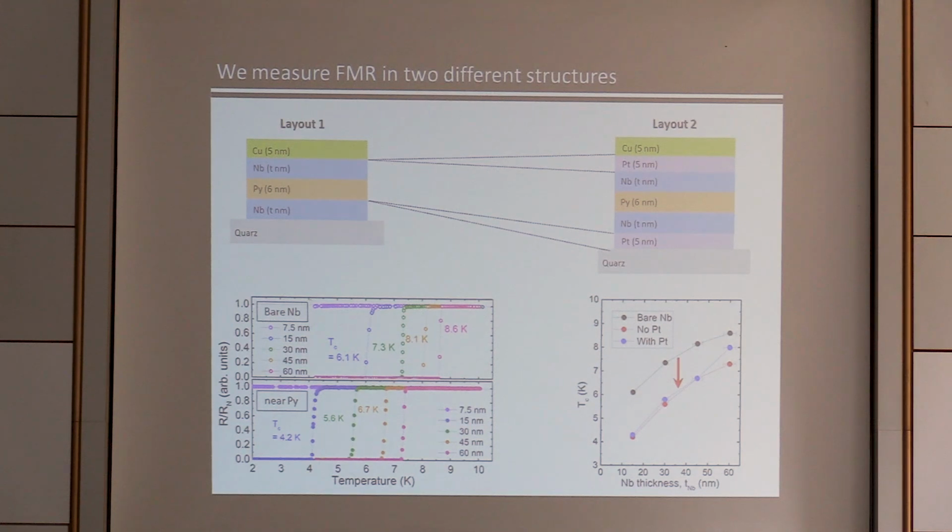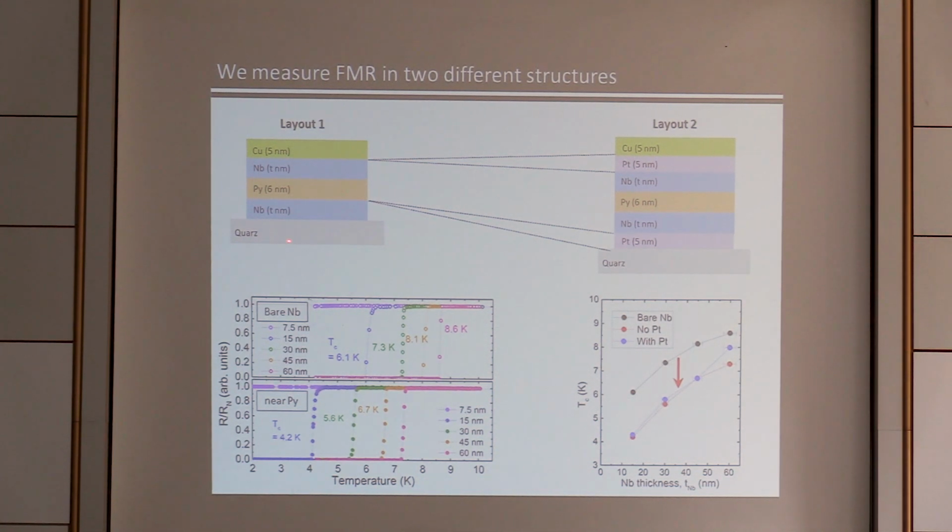But this is obviously no longer true if the charge that transfers the spin is made by Cooper pairs in a superconductor, because we know that dissipation is associated to this charge transfer. Now, for this experiment, we considered two different layout structures. In both of them, we had a 6 nanometers permalloy layer sandwiched between two niobium layers of varying thicknesses.